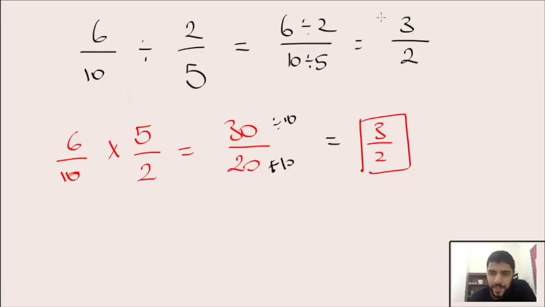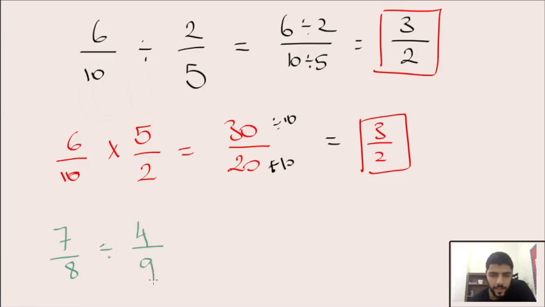So we can get the same answer if we do this, but if you get a problem where they're not exactly multiples, if you get something like 7 over 8 divided by 4 over 9, it's very hard to divide 7 by 4.